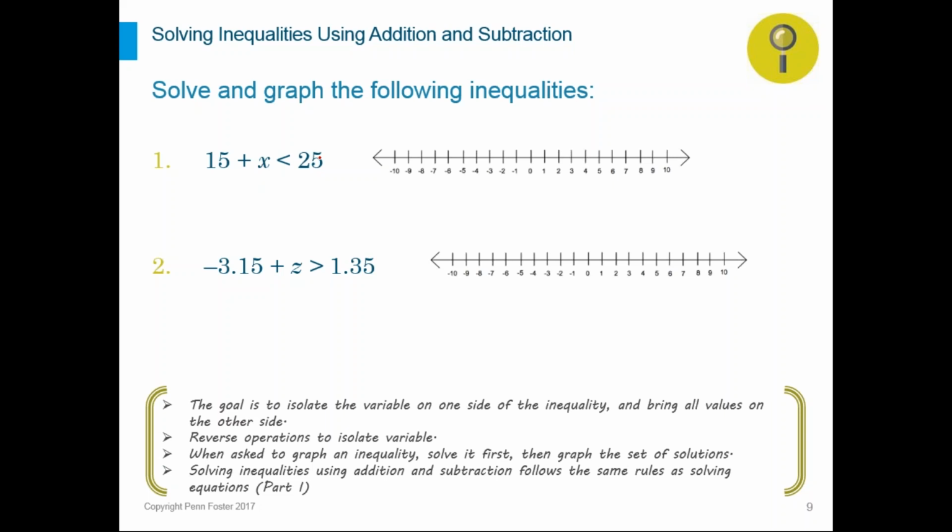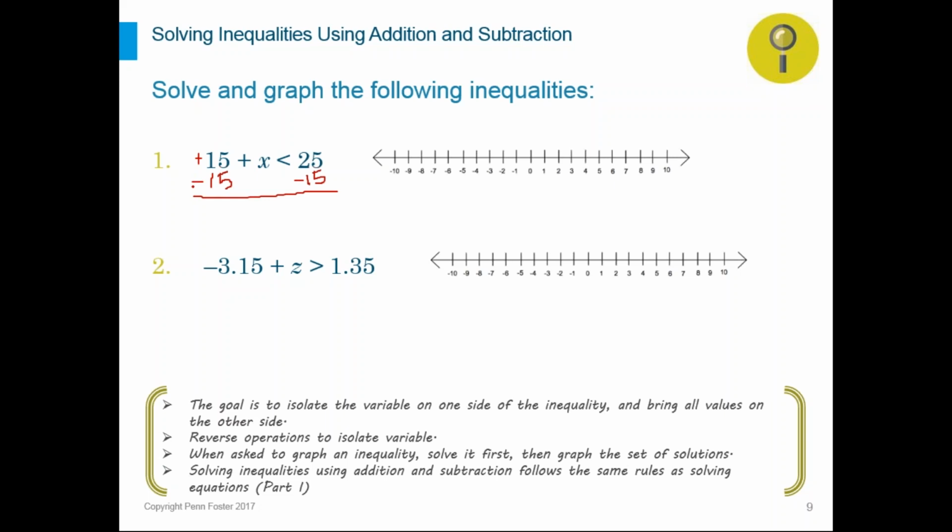It's the same process. So we have 15 plus x is less than 25. I'm trying to solve, so I'm trying to isolate the x by itself on one side. Now this x is added to 15. 15 has a positive sign, so it means that 15 is added to the x, then do the reverse. Subtract 15 from both sides.